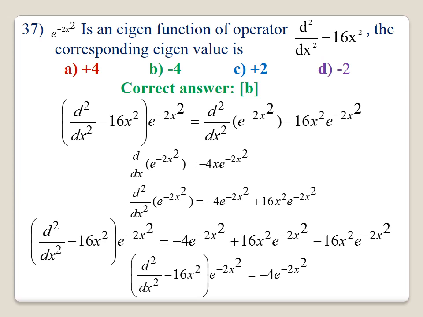You substitute this value, you will get the final equation: d square by dx square minus 16x square into e power of minus 2x square will be equal to minus 4 into e power of minus 2x square. The same function is repeated. The operator operates on the function and gives the same function multiplied by a constant, minus 4. Therefore, the eigenvalue is minus 4. Option B is correct.